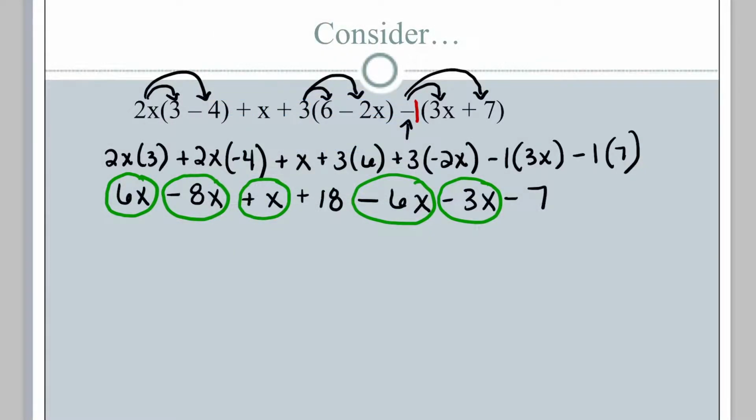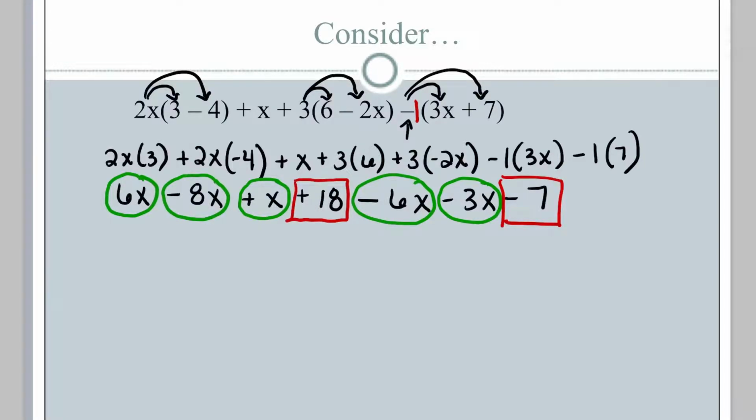So I still have a positive 18. We know that's a constant. Does not have a variable. And the -7 does not have a variable. So now I can look and say, okay, can I combine these as like terms? Well, in this case, yes, I can. And what I'm going to do is just add the coefficients for the terms with a variable.